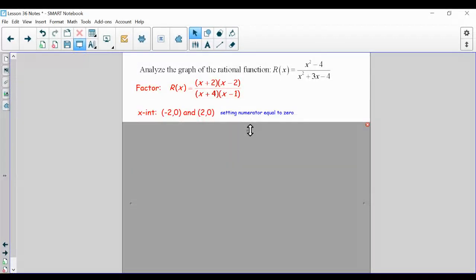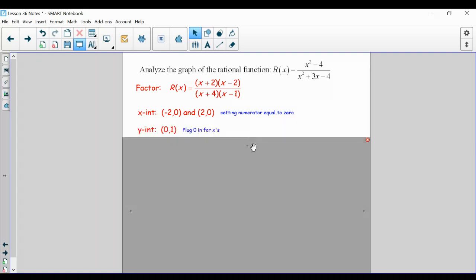So x-intercept is whatever makes your numerator equal to 0. So that would be these two terms here. So that would mean -2 and +2. So you'd have those 2 points. Next would be y-intercept, would be plug 0 in for all of the x's. I would do that in the original equation here. So if you plug 0 in there, and there, you would get -4/4. So that would be 1. So you're going to have a y-intercept at 0, 1.